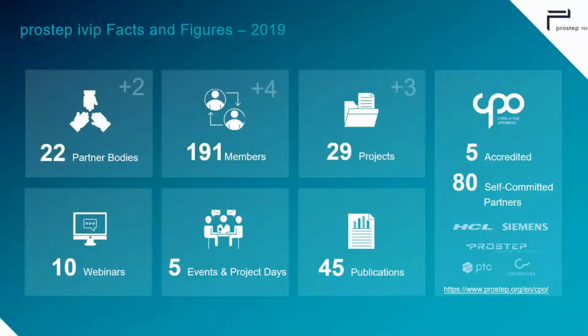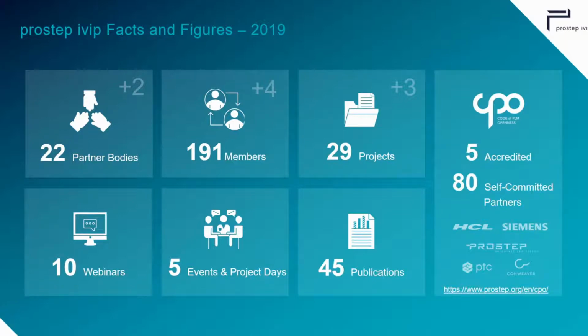So just to give you a few numbers that go with PROSTEP ivip. Of course we also work together with partner bodies such as ISO or OMG, to create and distribute those standards. We have about 190 members. There are 29 active project groups. So there are industry-driven projects where requirements on standards are gathered.